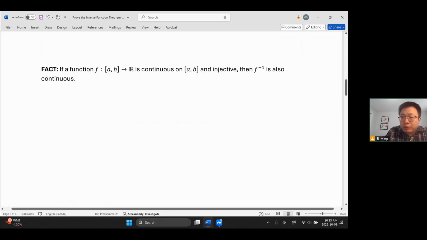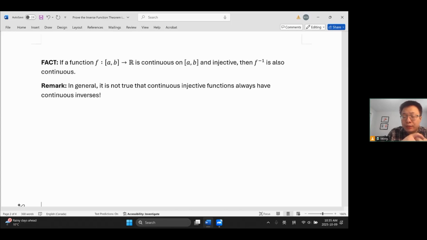Before that we need one more fact. So here is a crucial fact that we need in a proof of the inverse function theorem. It says if a function f that maps the closed interval [a, b] into R is continuous on the interval [a, b] and injective, then its inverse function f inverse is also continuous. This is in fact a highly non-trivial fact. Proving it is well worth making its own video. And just to help us appreciate the non-triviality of this fact, we remark that in general, it is not true that continuous injective functions always have continuous inverses.